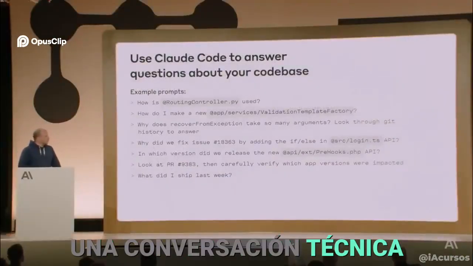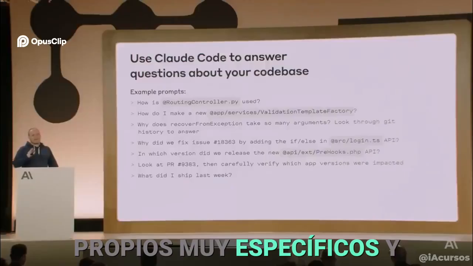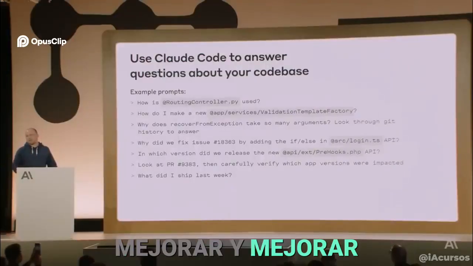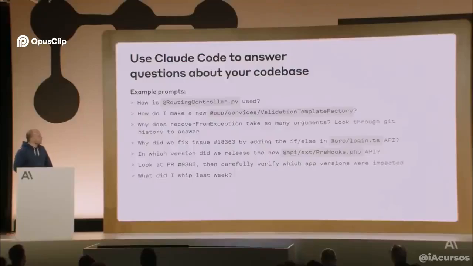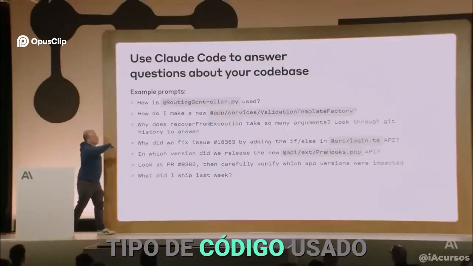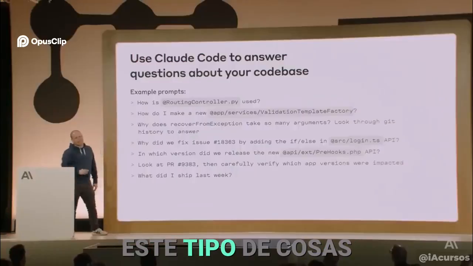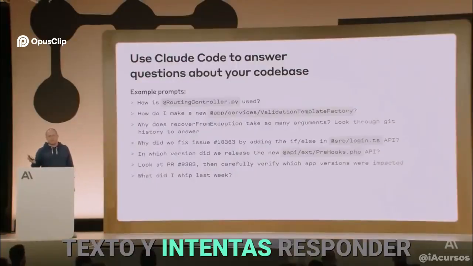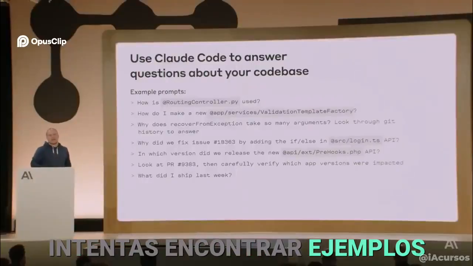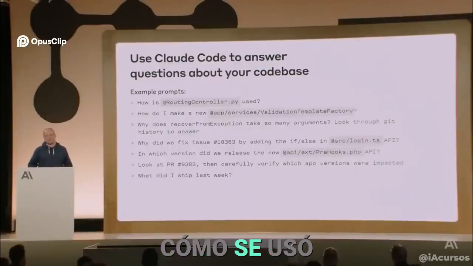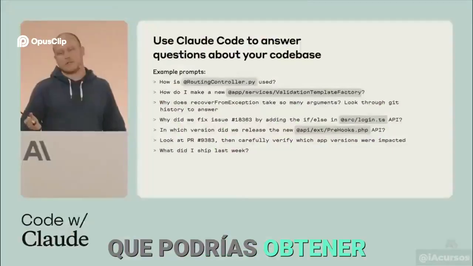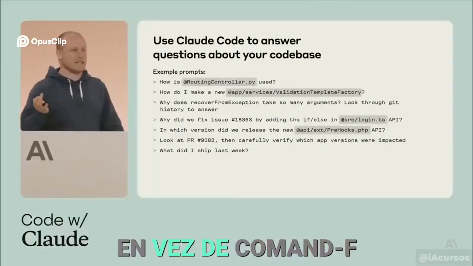This is a technical talk, so I'm going to show some very specific prompts and very specific code samples that you can use and hopefully improve and up-level your Claude Code experience. So some kind of questions that you can ask is, like how is this particular piece of code used, or how do I instantiate this thing? And Claude Code won't just do a text search and try to answer this. It'll often go a level deeper, and it'll try to find examples of how this class is instantiated, how it is used, and it'll give you a much deeper answer, something that you would get out of a wiki or documentation, instead of just like Command F.